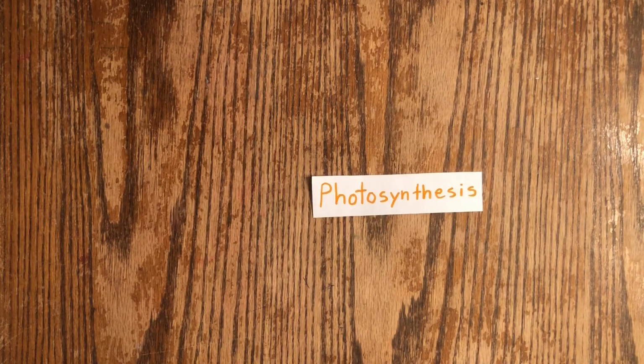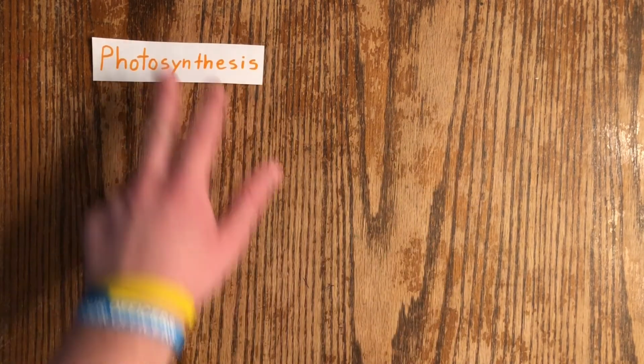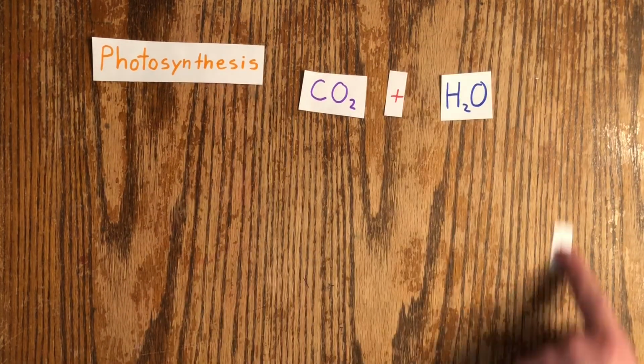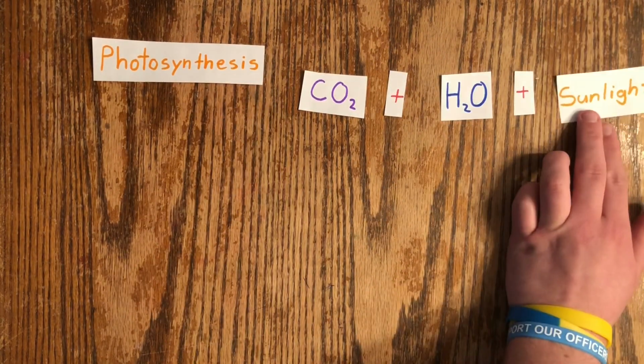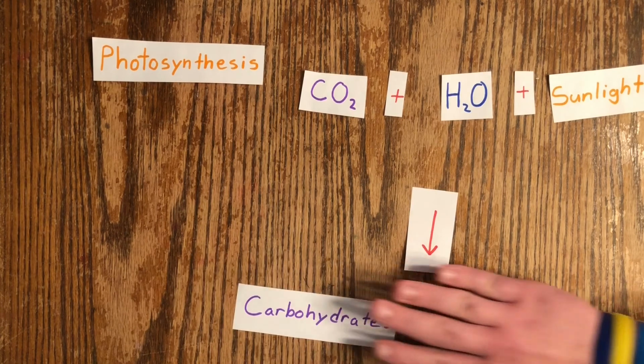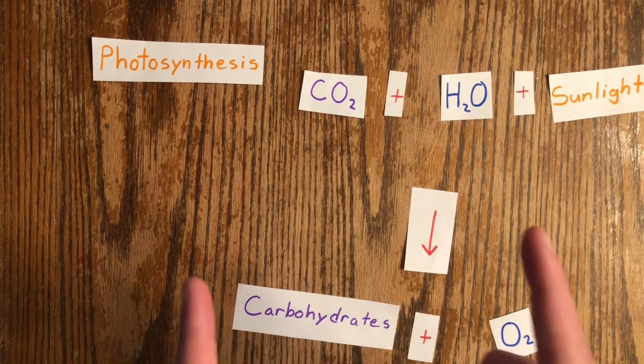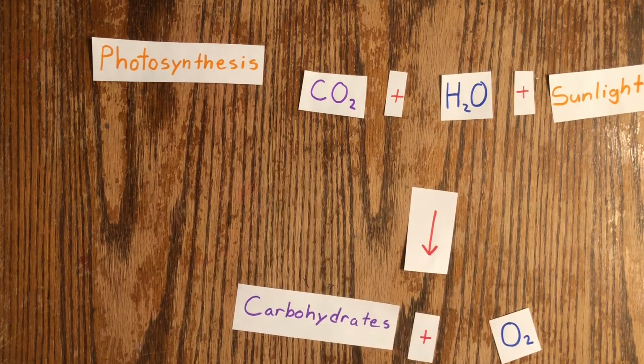Today I will be covering one of the most important biological processes, photosynthesis. Most people have a general understanding of photosynthesis, where plants take in carbon dioxide, water, and a little bit of sunlight in order to produce carbohydrates and oxygen as a byproduct. This is a very simple notation of photosynthesis, but it is not incorrect.